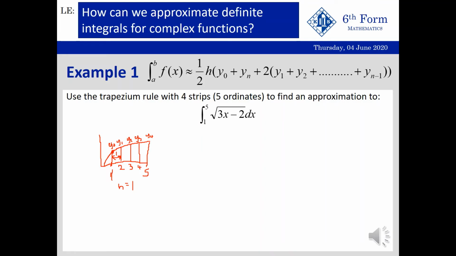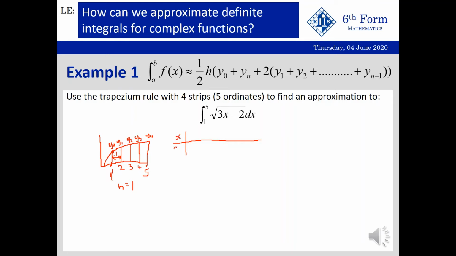So your first job is to put the numbers in the formula. We need to know the y values. We've figured out what x values we're considering. We're considering x is 1, 2, 3, 4, and 5. We need the y values that match. So set yourself up a table, load up table mode in your calculator, and you can calculate the separate values.